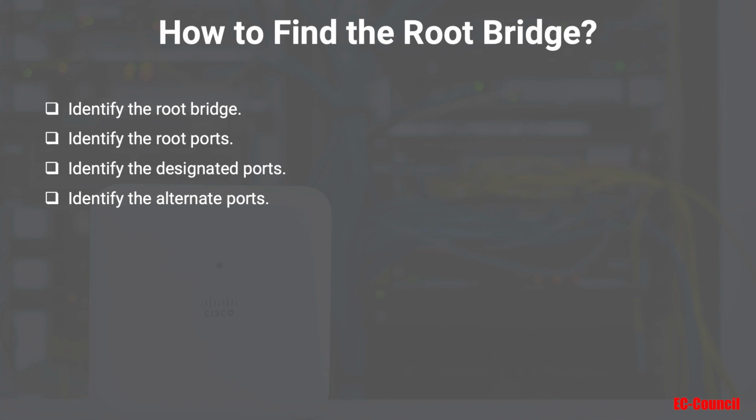Here, I've listed 4 essential points that I use as my personal guidelines to discover the root bridge. So the first thing I want to do is identify the root bridge. Once I identify the root bridge, I would then identify the root ports. After identifying the root ports, I will then attempt to identify the designated ports, and then lastly identify the alternate or the blocking ports. So let's take a look at a simple exercise on how we can identify the root bridge and also label all of our ports as well.